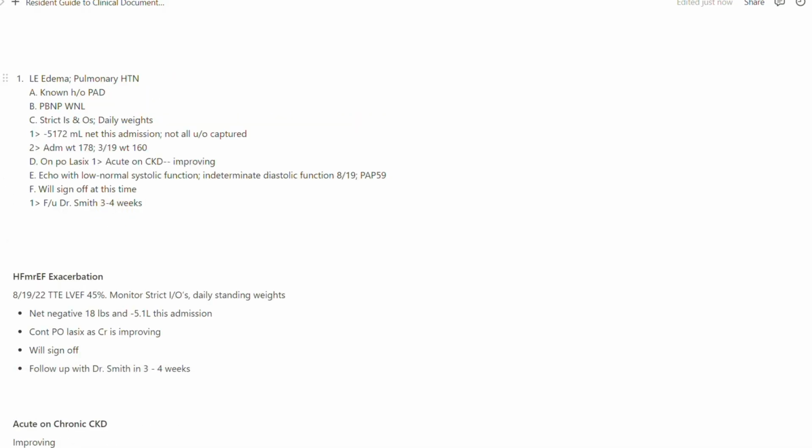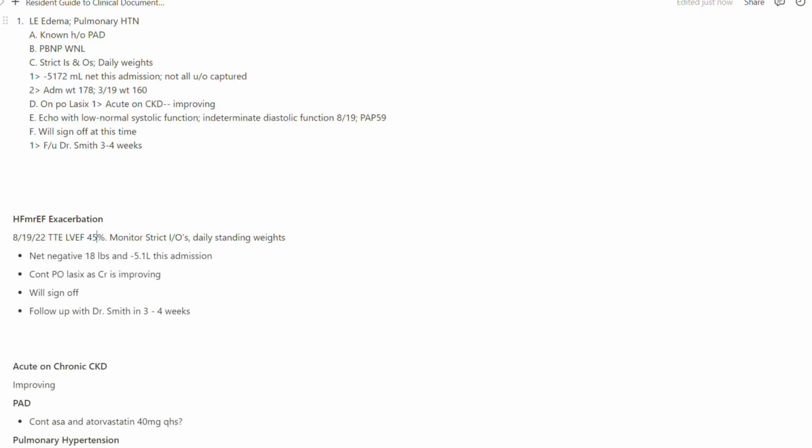Pro-BNP within normal limits. So I believe we were diuresing, then we checked BNP, it looked normal, so we switched to PO Lasix. We've been on PO Lasix for a few days now, so I would probably just remove this by now. Strict ins and outs and daily weights. Like I mentioned previously, I would just move this to the evergreen spot if you want to include it. So the next line, we have a net negative this admission, not all urine output captured.